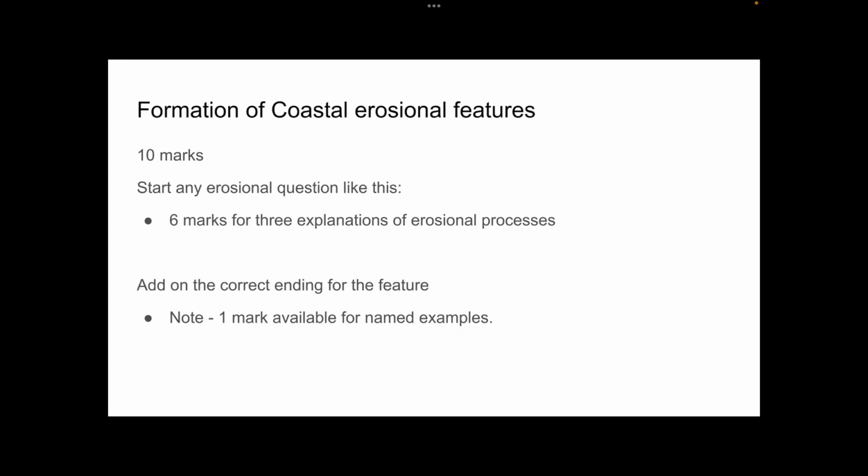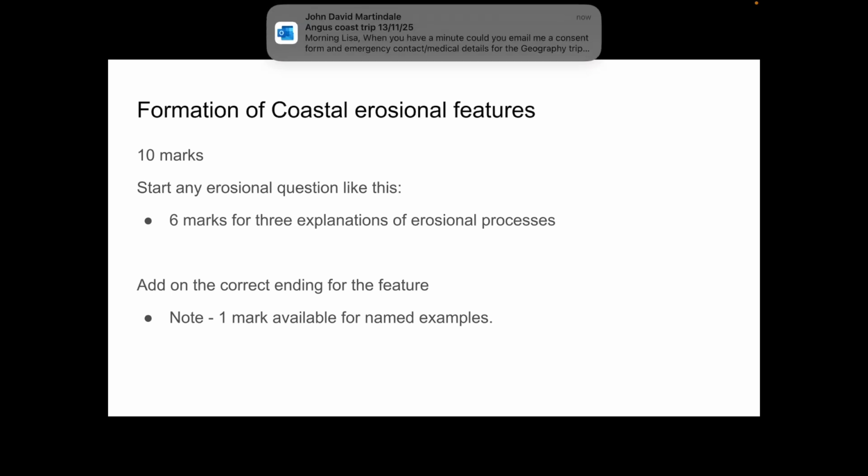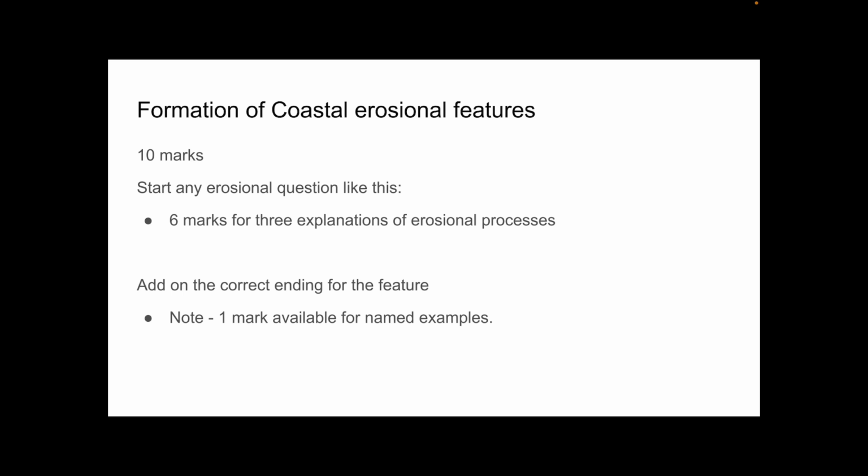And then obviously you will need more detail for each of the different features, but again, there's still 1 mark available for your named example. So that's a really, really good way. And even if you were worried about the feature, or the feature that you wanted didn't come up, or it totally panicked you, 6 marks for your erosional processes, 1 mark for a named example. So there's 7 out of 10. So you're hitting that 70% for that mark there.